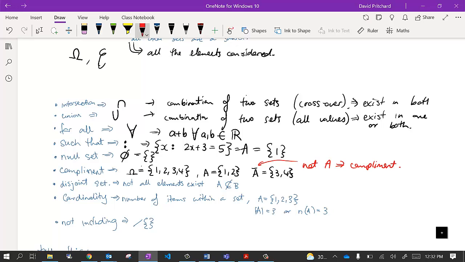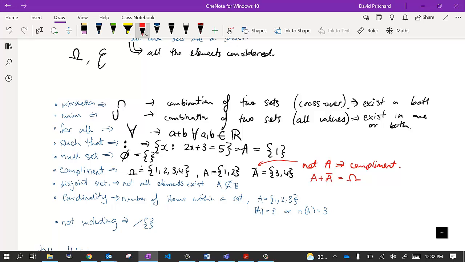So A and not A together represent the whole universal set. The complement is the other values. So it's easy to think of it as not whatever that set is. So we should know that the combination of A and not A will give us that whole universal set.